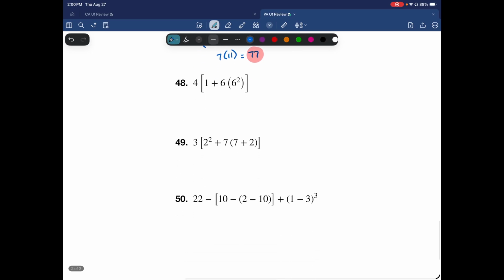All right, so we got 4 times, let's see, 1 plus. All right, so you got 6 squared and you got 6 on the outside. So that's actually like 6 times 36, which is the same thing as 6 cubed, which is 216. So this is going to be 4 times 217, which is 868.